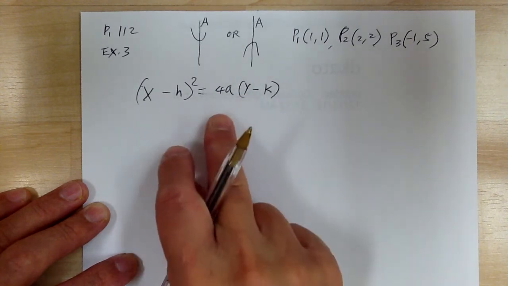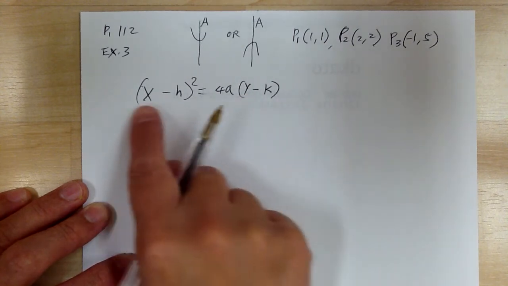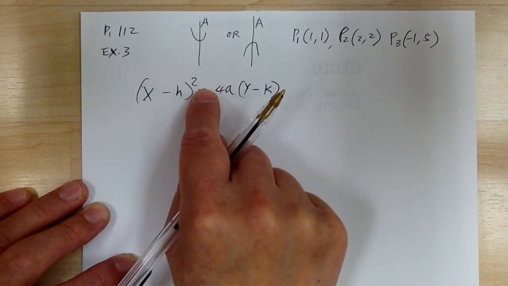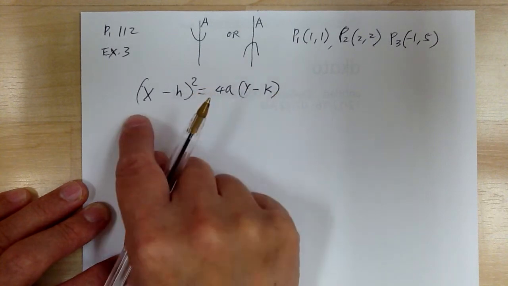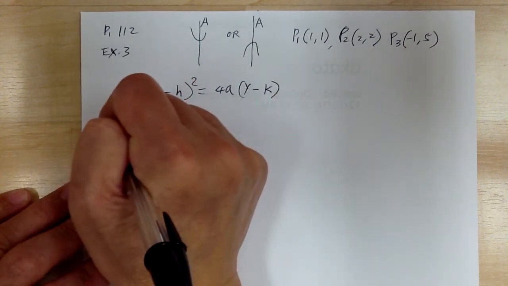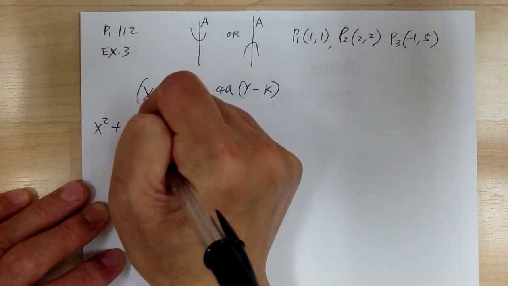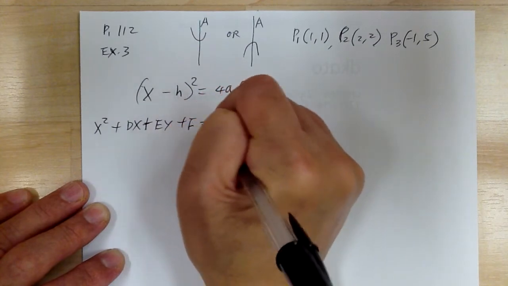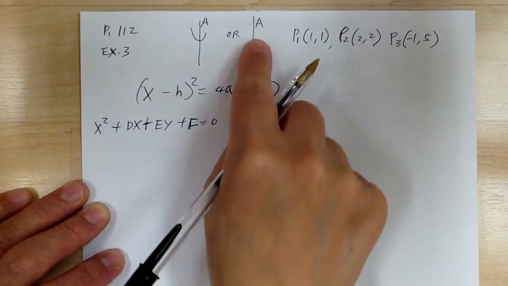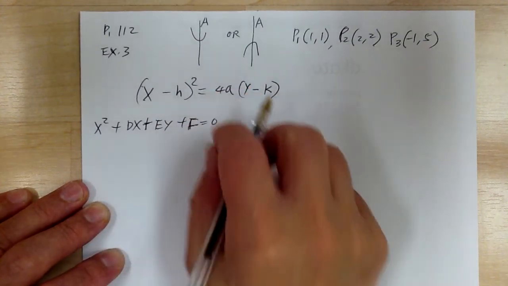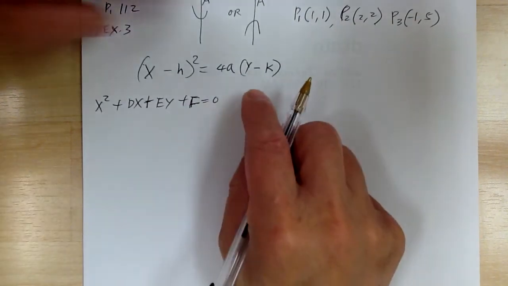Now this is kind of hard to work with. So from here, since you know that x is going to be squared, it's easier if you use the general form. So you're going to get x squared plus dx plus ey plus f equal to 0. Again, this just tells you whether to use the x squared equation or the y squared equation. So now you're going to substitute.